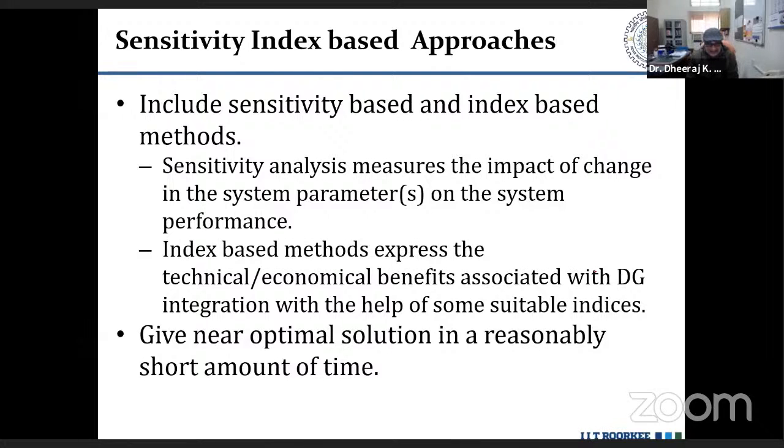Suppose we have, let us say, a 70 bus system. It is not possible to consider all 70 buses for DG placement. It will become too complex. So by using the sensitivity index, we can reduce the number of buses. We can identify a few buses which are very sensitive to active power injection, reactive power injection, or some other objective. So this will save our computational time also.